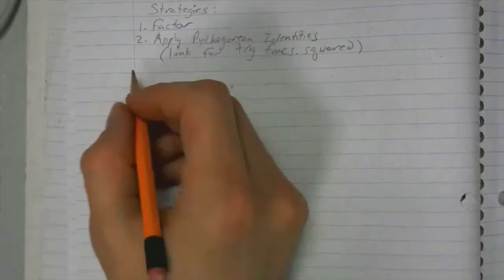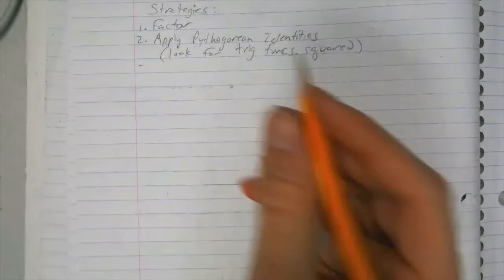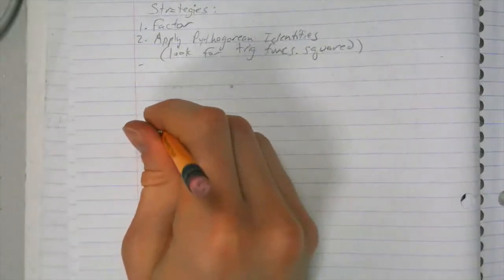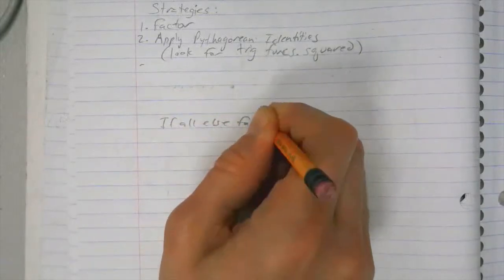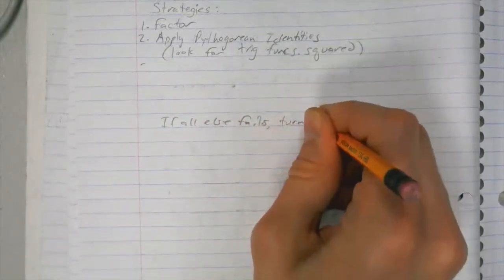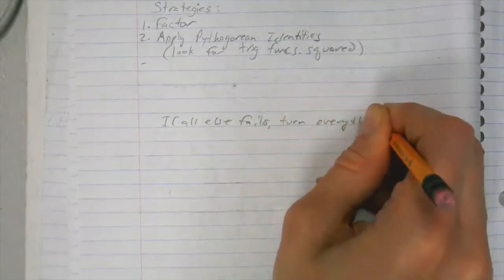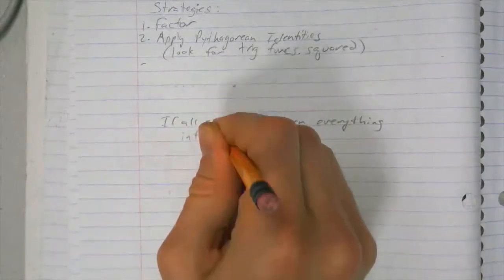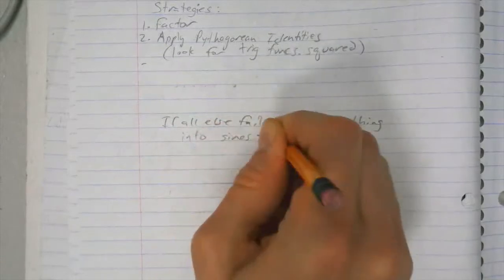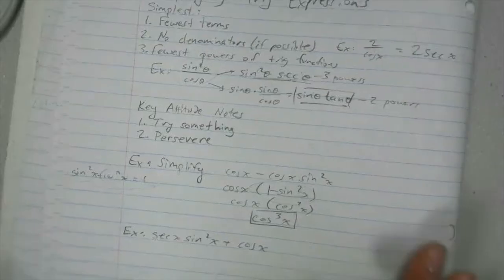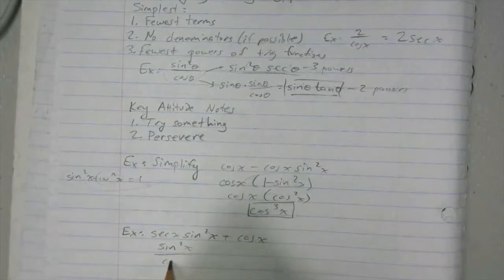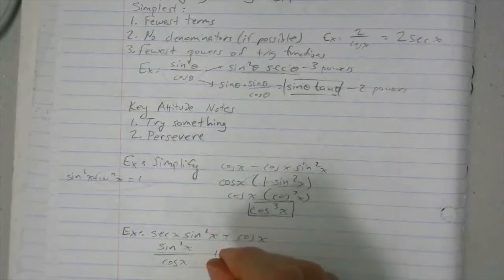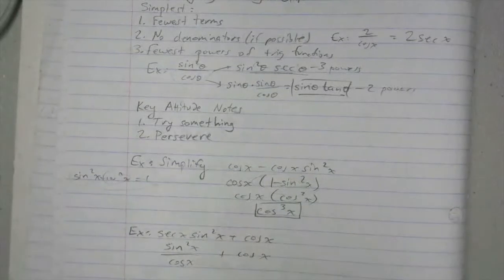If there's nothing else that's obvious that you can do, and I'll put this somewhere down at the bottom, if all else fails, turn everything into sines and cosines. And we can always do that. Secant is 1 over cosine, so this becomes sine squared x over cosine x plus cosine x. Which brings us to another strategy.